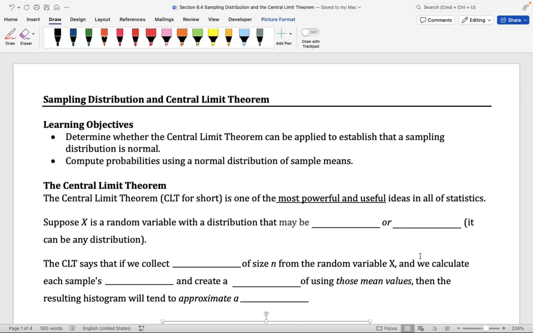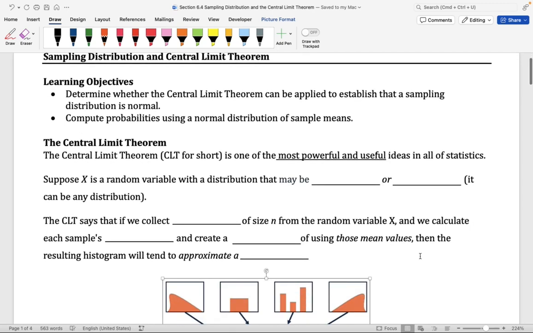In this lesson, I'm going to be introducing you to the central limit theorem, which is one of the most powerful theorems in statistics. We're going to be applying this theorem throughout this quarter as we move forward. Your goals for this lesson are to be able to determine if the central limit theorem can be applied to establish that a sampling distribution is normal, and to be able to compute probabilities using a normal distribution of sample means. I will be explaining what a sampling distribution is, what the central limit theorem is, and what conditions need to be met for you to be able to use the central limit theorem.